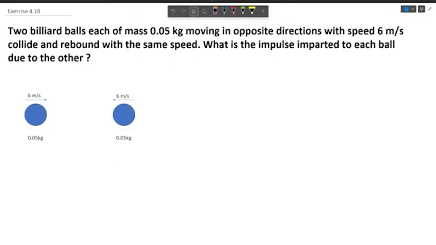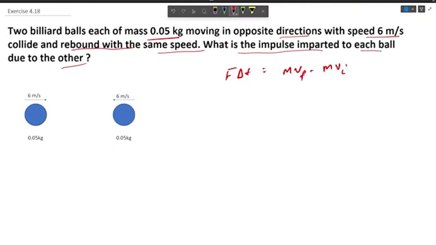The question says that two billiard balls, each of mass 0.05 kilogram, moving in opposite directions with a speed of 6 meters per second, collide and rebound with the same speed. What is the impulse imparted to each ball due to the other? So we know the expression for impulse, F delta t, stands for final momentum minus initial momentum.